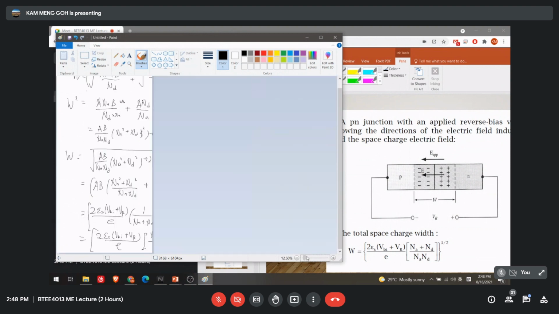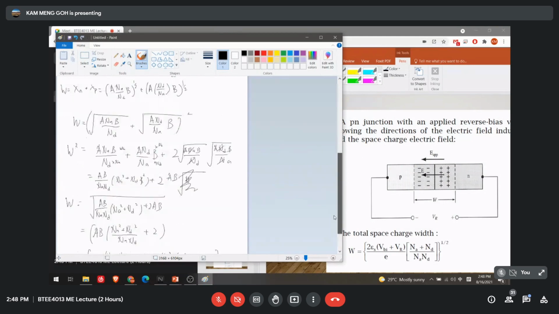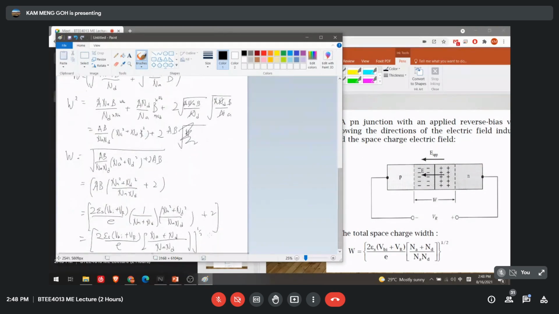So there are two ways to calculate W. The first is to calculate Sn plus Sp to get W. But if your question never asks you to calculate Sn and Sp, you can straight away use this formula to get your W. Both will give you the same answer.